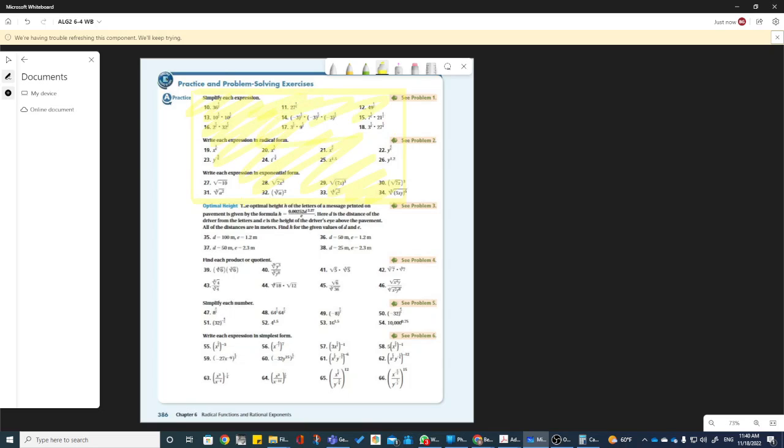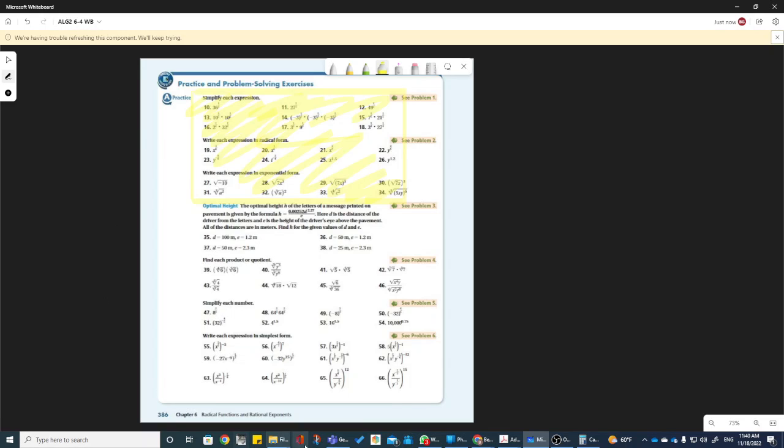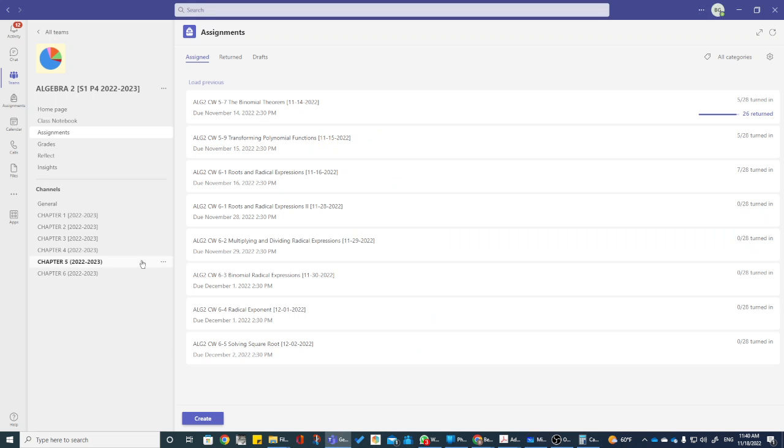If you got any questions, you can ask the proctor to explain to you how to simplify it. As soon as you get it all done, make sure you upload it to your Teams assignment. You're gonna see the radical exponent assignment in here. Make sure that's the one you use to upload your work.